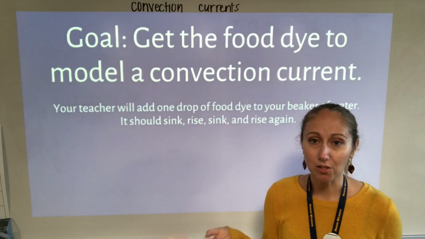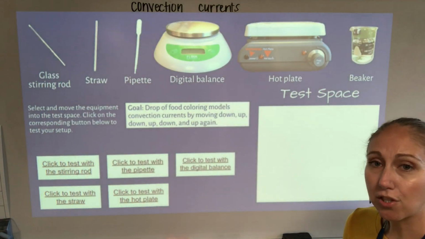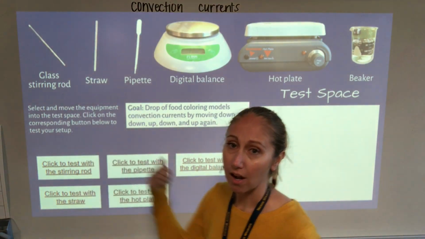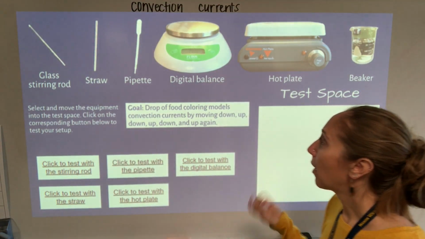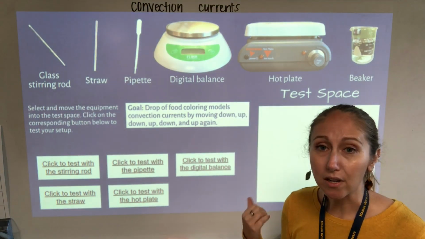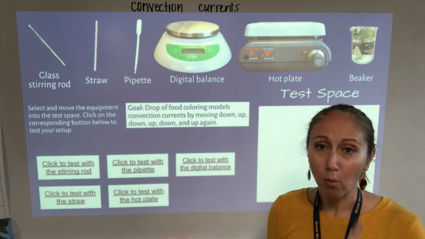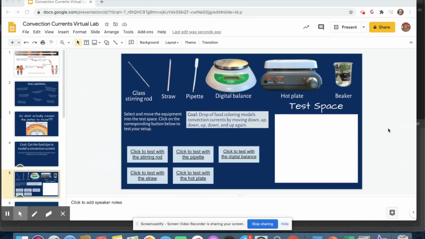So what equipment do you have available to use for this lab? Well, you can choose from a glass stirring rod, a straw, pipette, digital balance, or a hot plate. Remember, you're going to use the beaker every single time. The other equipment though, just pick one at a time. To run your test, you're going to select and move the equipment into the test space.